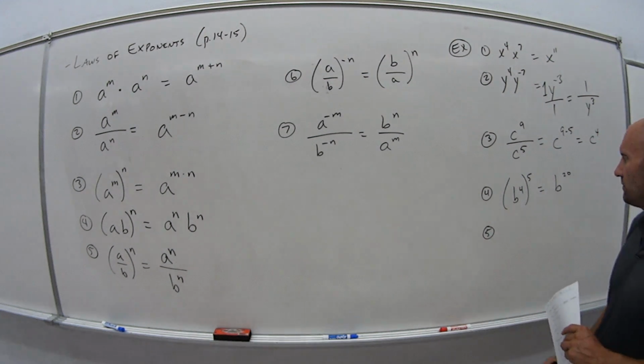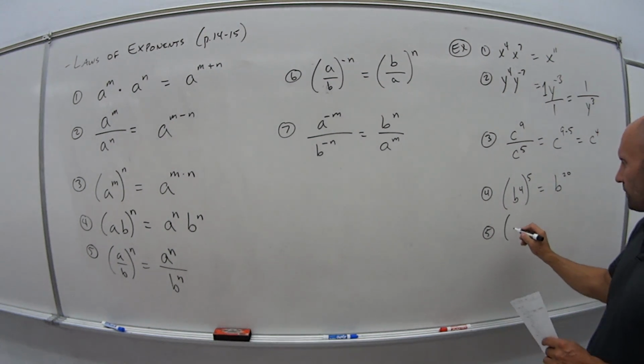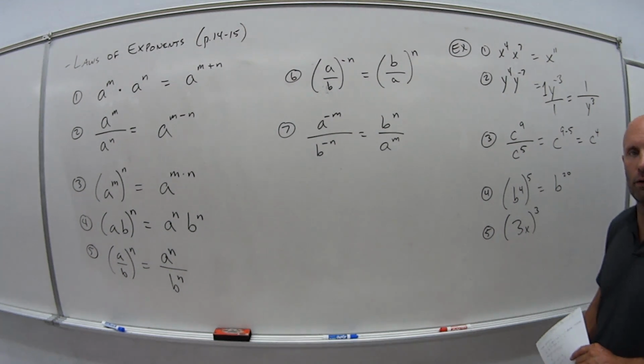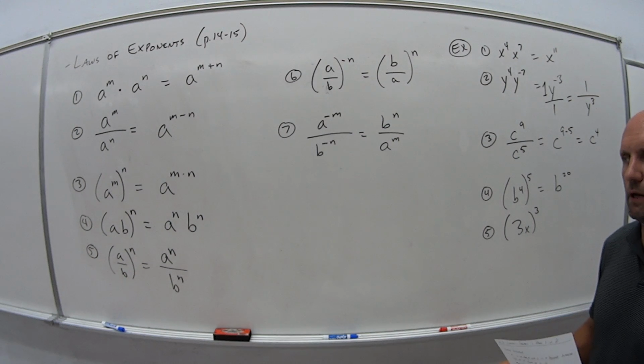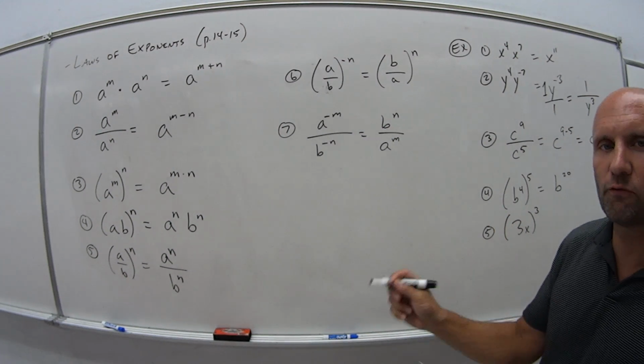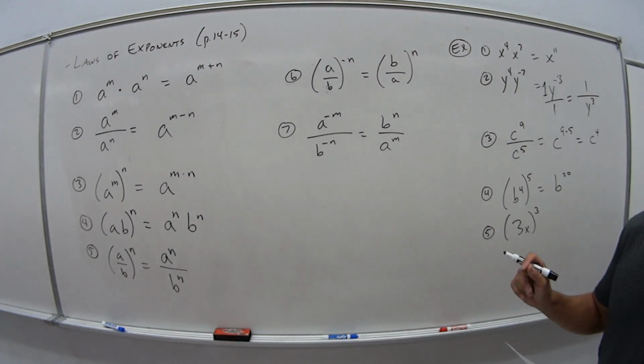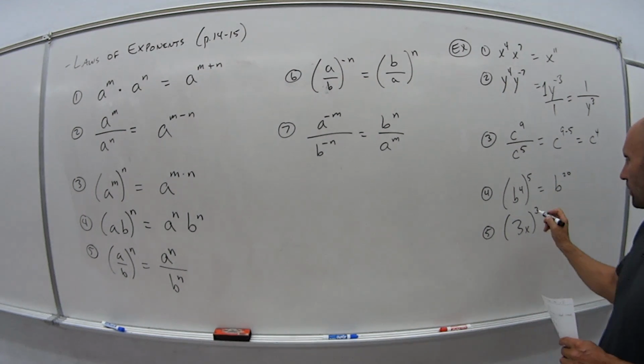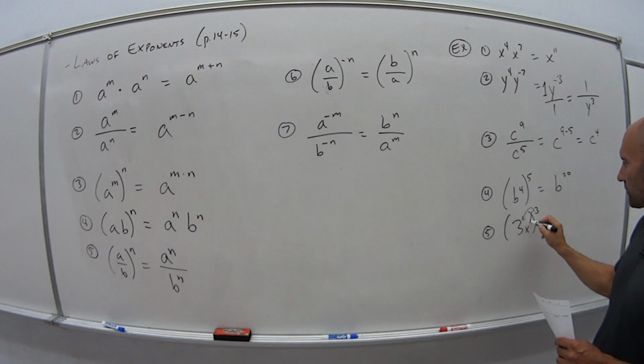And number 5, what if I have 3x to the 3rd power? So be careful here now. This is what? Law number 4. So be careful with what you're doing with that exponent. So I'm basically distributing this exponent, right?